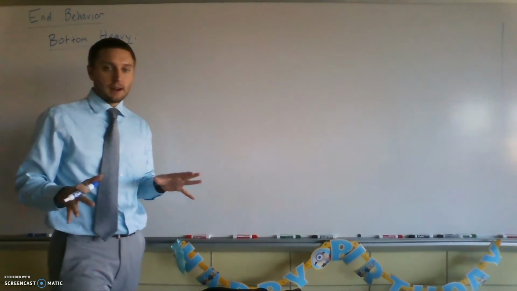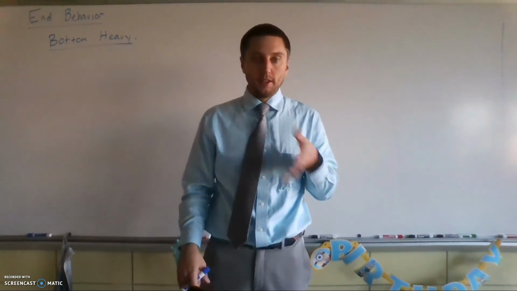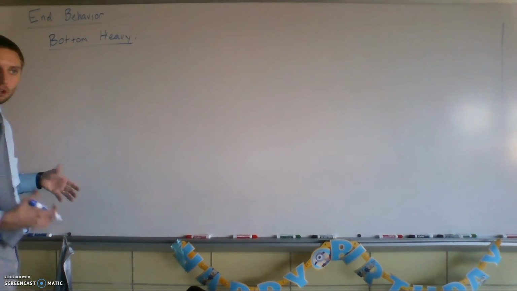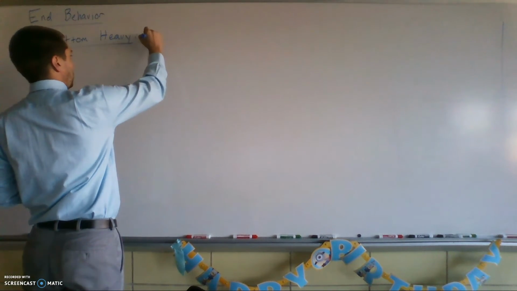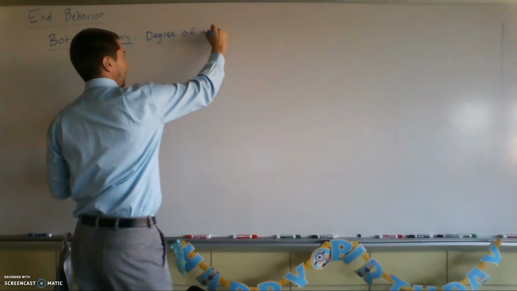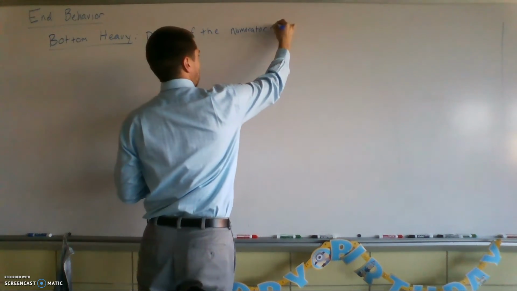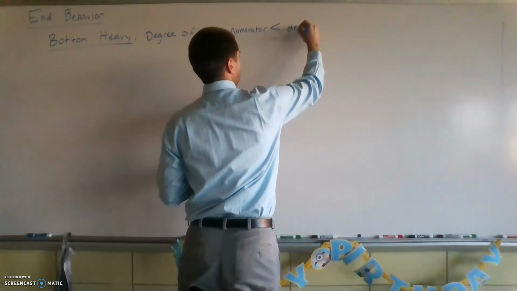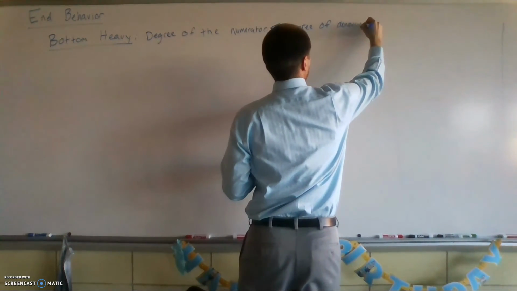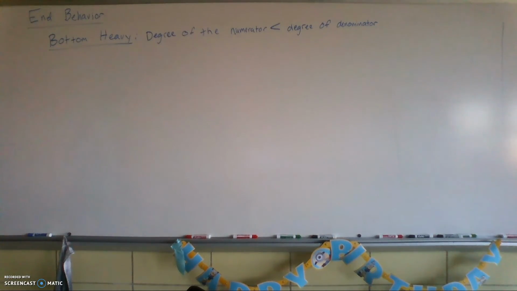Okay, so that was top heavy. That's the most confusing one. So if you can hang with me, the next two are much easier to figure out. So bottom heavy, let's talk about bottom heavy. First of all, let's define it. Bottom heavy is when the degree of the numerator, the top, is less than the degree of the denominator. Okay, so it's bottom heavy. The degree on the bottom is bigger than the degree on the top.